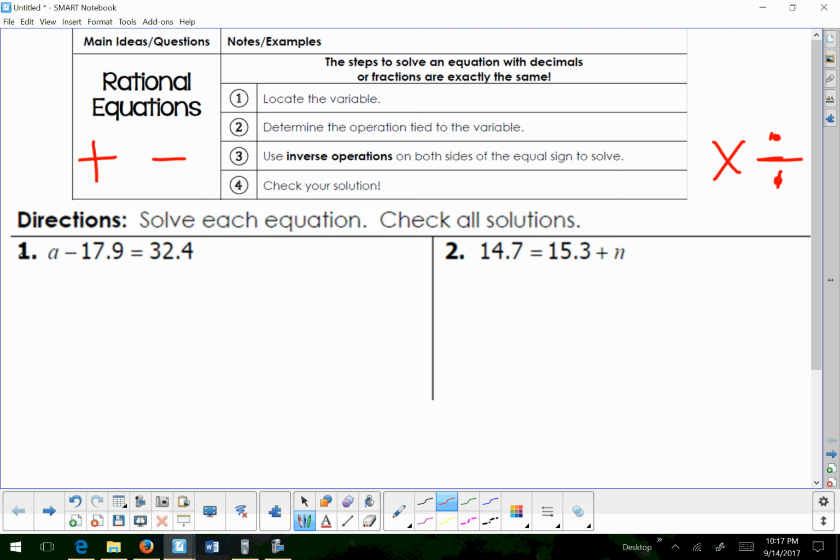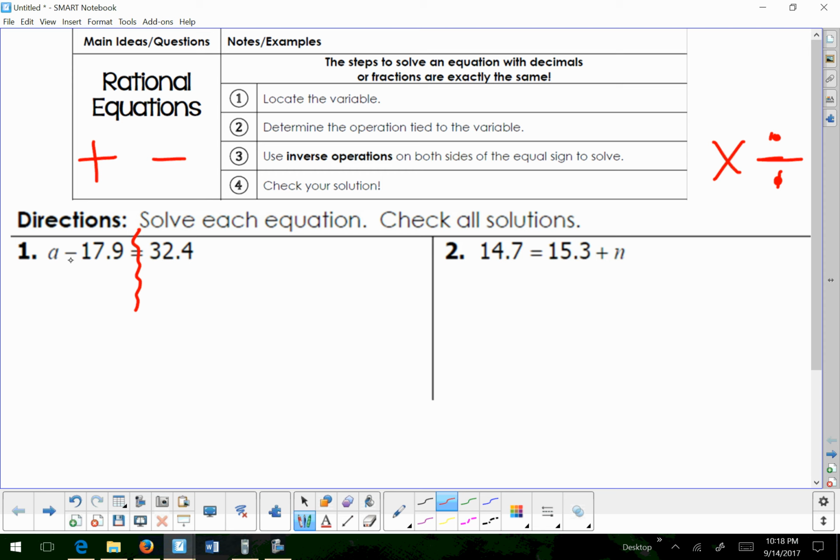So let's take a look at question number one here. A minus 17.9 equals 32.4. So here's the equal sign, which separates the left side from the right side. On this left side, we have our variable A and our constant of subtract 17.9. So if I want to isolate my variable, if I want to get my letter A by itself, I need to remove this constant. So if I'm going to do the opposite, I have to use this number. I can never write 32.4 down under here if I want to isolate A.